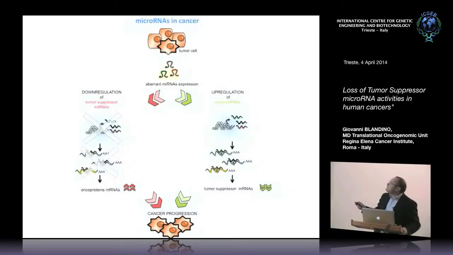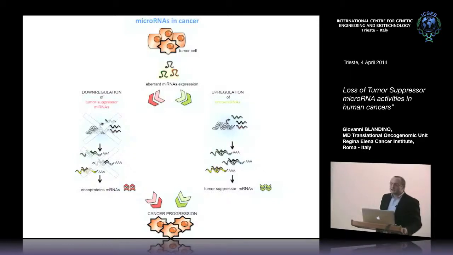And the other possibility is that there are microRNAs that are upregulated when we compare tumors versus matched normal tissue. And of course, one of the effects of these microRNAs is to target mRNAs that are involved in tumor suppression. And the combination of down and upregulation, of course, gives rise to cancer progression.